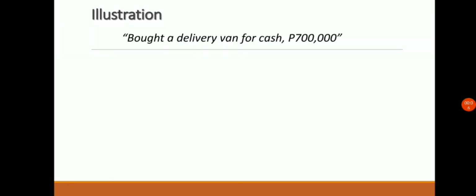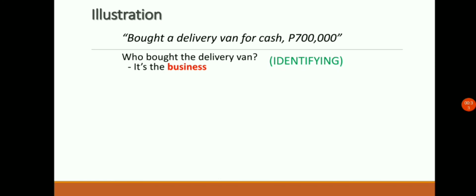Purchase a delivery van for cash, 700,000 pesos. So as what I told you earlier, in order to correctly analyze a business transaction, you have to analyze it at the viewpoint of the business. So in this transaction, purchase a delivery van for cash, 700,000. So this means that it is the business that is buying the delivery van. So this is now the identifying.